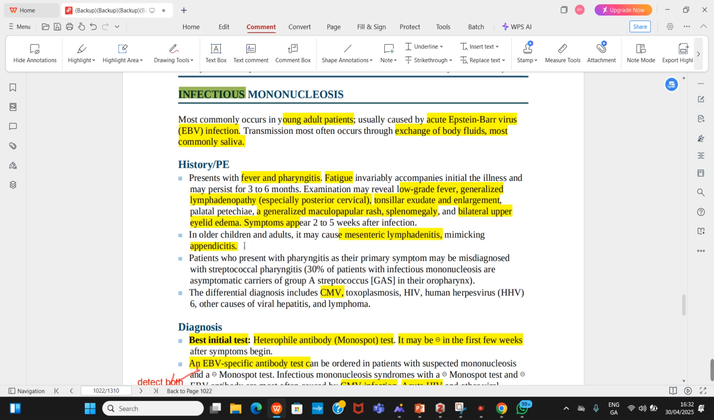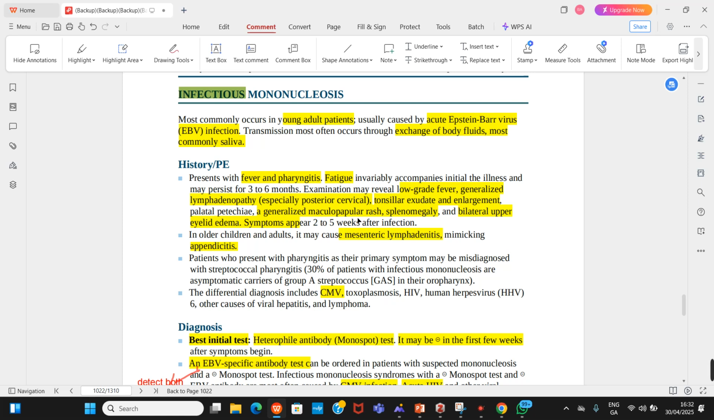So what's the presentation? They have fever, pharyngitis, in form of sore throat. They'll tell us that the person is having sore throat, pharyngitis, and fatigue. This fatigue, don't ever forget about it. Somebody having fatigue, fever, sore throat, many things will come to our mind. But infectious mononucleosis should be part of those things that should come to our mind. They can have generalized lymphadenopathy too. If you open the throat, we are going to be seeing exudate in that throat, tonsillar exudate, a maculopapular rash.